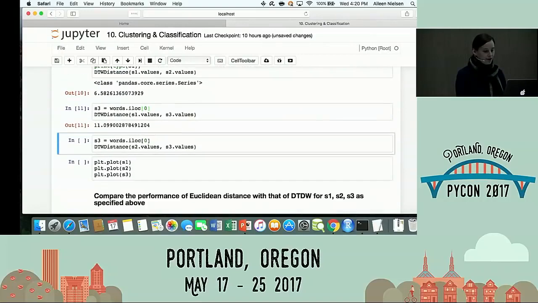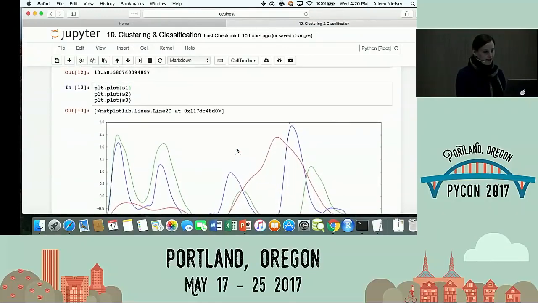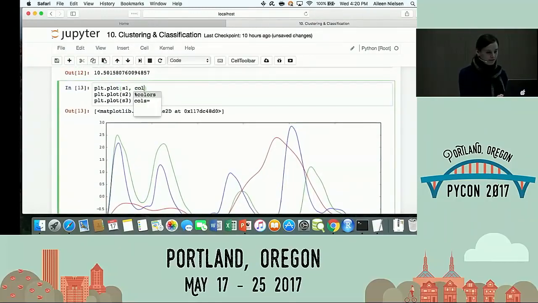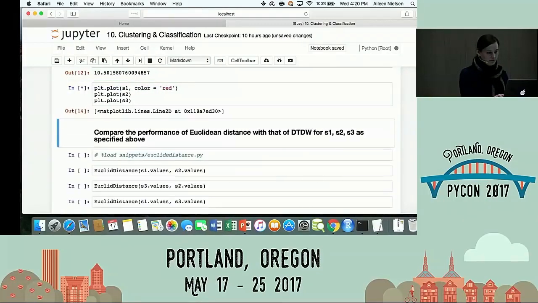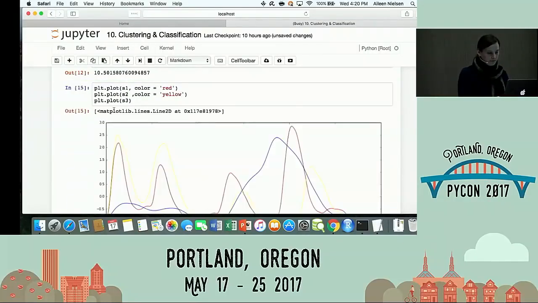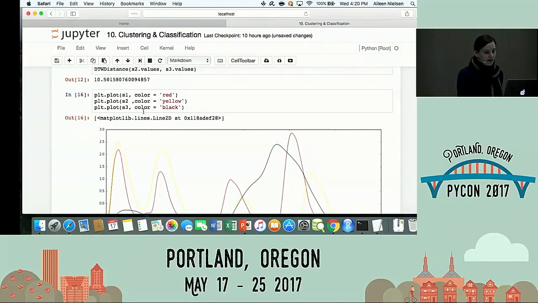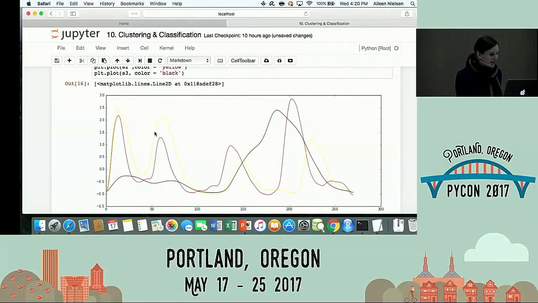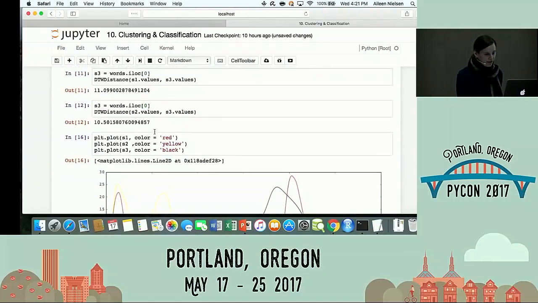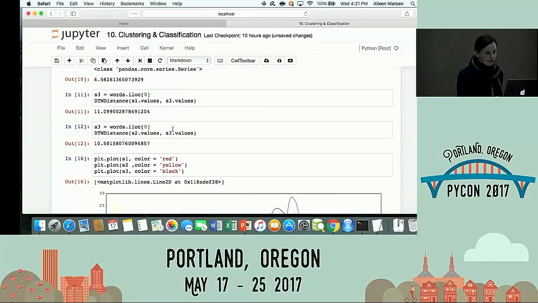So we can look at some distances, and we can plot. So here we've got 3 curves. Two of them are quite similar, right? The yellow and the red, which is S1 and S2. S3, the black one, is fairly different from the other two. And so let's see if that is borne out by our metrics, right? So S1 to S2, red to yellow.